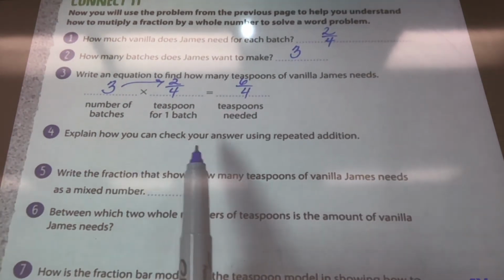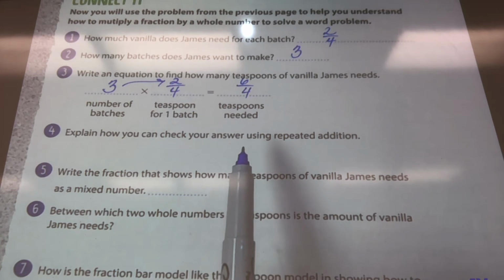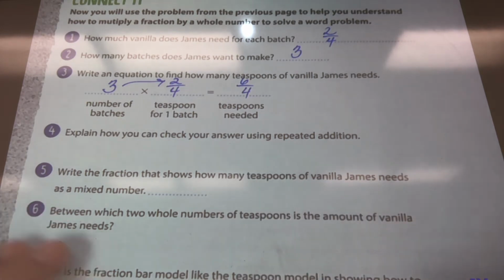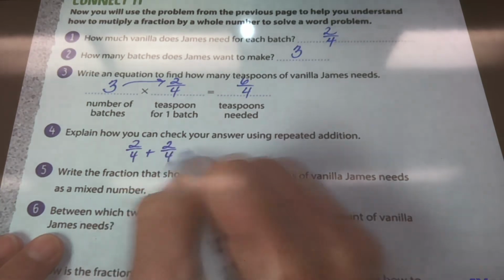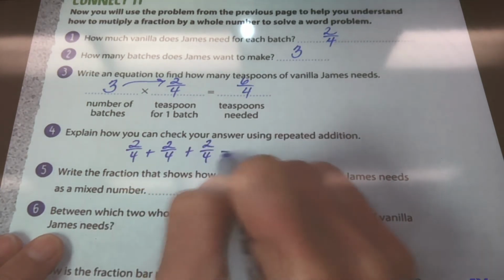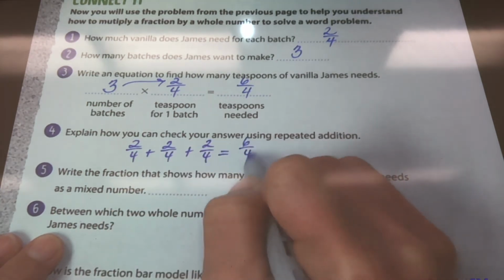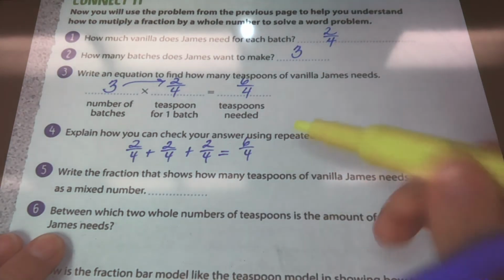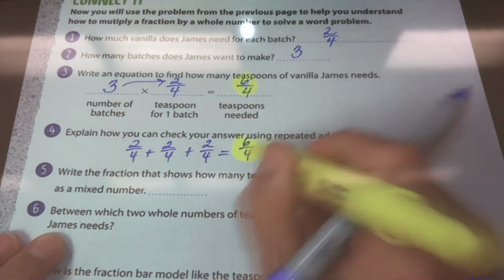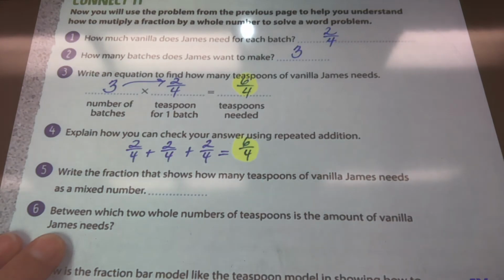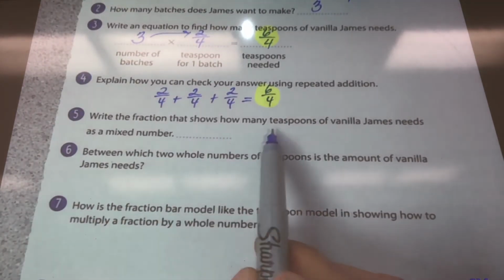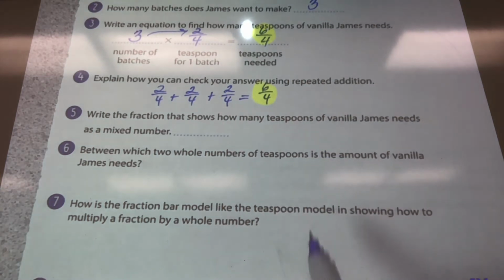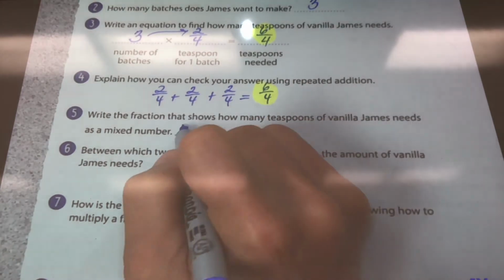Now, how can we check to make sure that our answer is correct using repeated addition? I kind of already did that for us in our opening. We just simply do those 3 groups of 2/4, and we see that it does indeed equal the 6/4 that it did above. They are the same. It says, write the fraction that shows how many teaspoons of vanilla James needs as a mixed number. I did that as well.